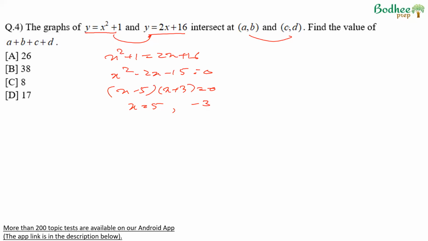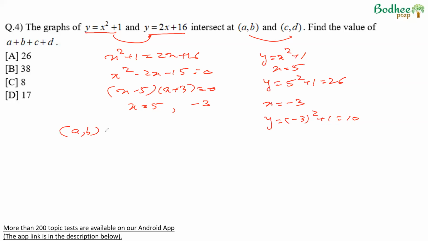Now substitute these values here. y = x² + 1. When x is 5, y will be 5² + 1, which is 26. When x is -3, y will be (-3)² + 1, which is 10. And therefore, (a, b) will be, when a is 5, b is 26. (c, d) will be, when c is -3, d is 10.